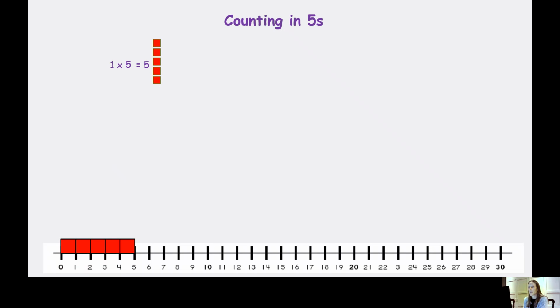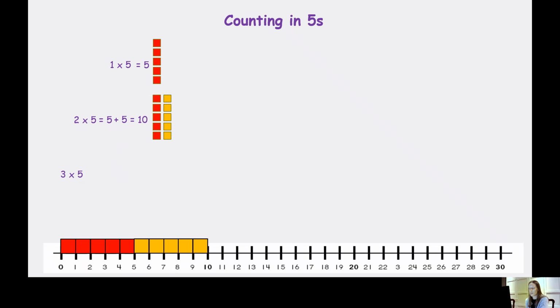The second number in my 5 times table, well, I find that by working out the answer to 2 times 5. And 2 times 5, that means 2 lots of 5, so that's equal to 5, add 5. 2 lots of 5, that makes 10 altogether. If I add my second lot of 5 onto my number line, you can see that gets me to 10.